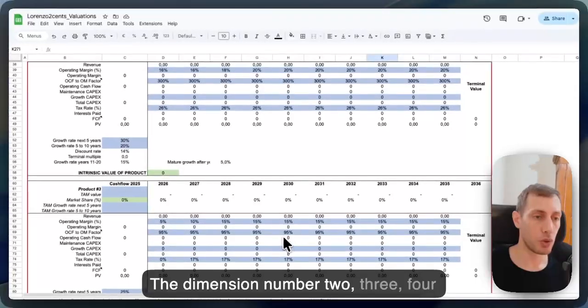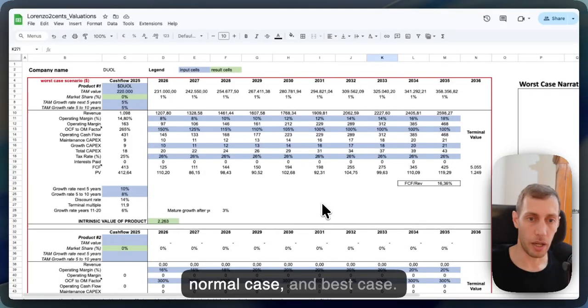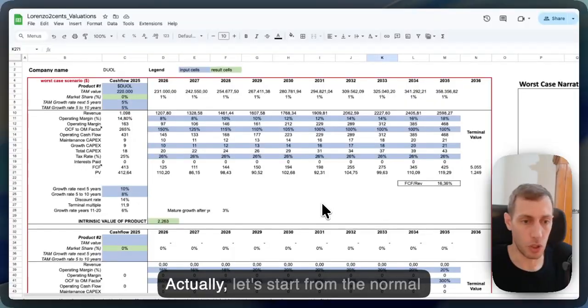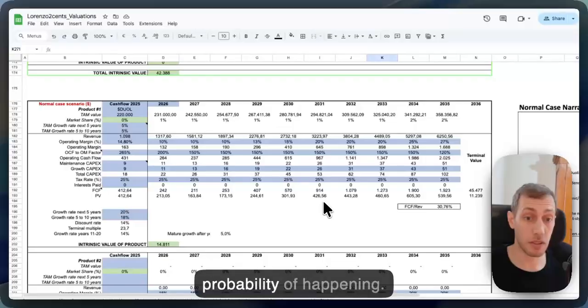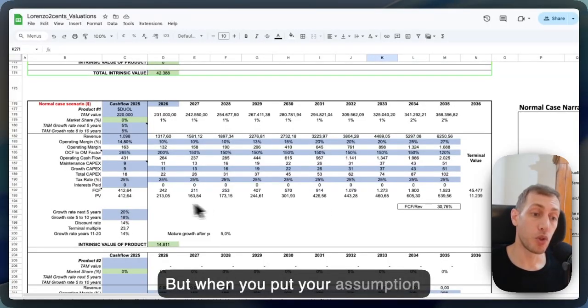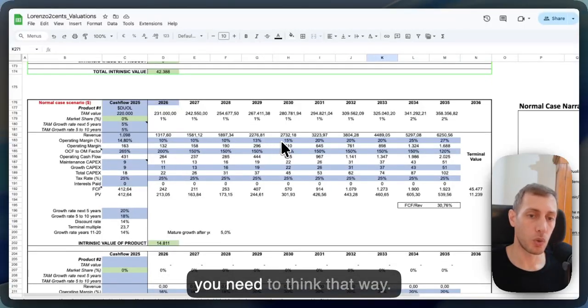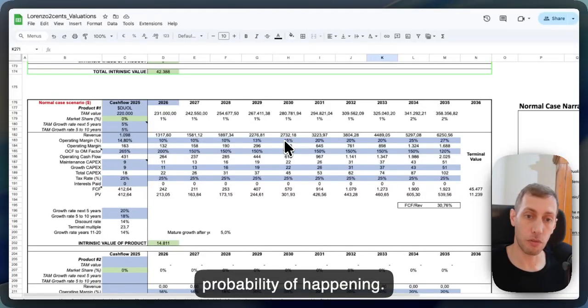Dimensions number 2, 3, 4 are these 3 scenarios: worst case, normal case, and best case. So let's start from the worst case scenario. Actually, let's start from the normal case scenario. So the normal case scenario has 50% probability of happening. Of course, this is qualitative, but when you put your assumptions here of growth, of operating margin, you need to think that way, like what numbers have 50% probability of happening.